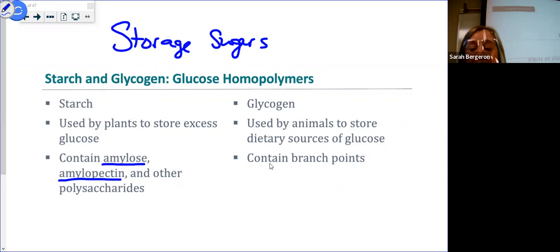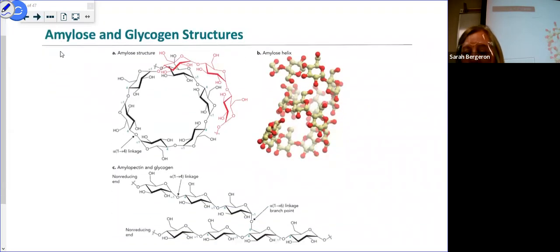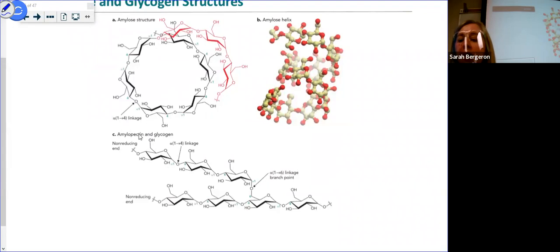The deal with glycogen versus amylose and amylopectin is it has more branch points, right? And the question is, why are branch points important? So you got to kind of look at the structure and see. So let's look down at the bottom at C first. So if I want to store energy, I'm going to take my glucose monomers and I'm going to link them together.